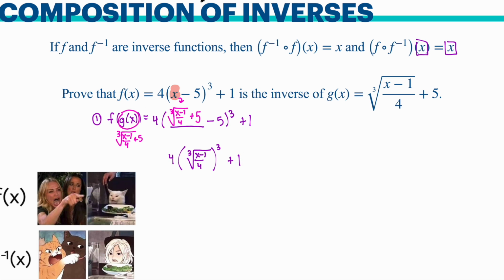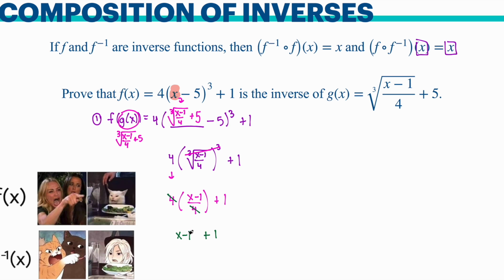Okay, next thing I see is that I have a cube root and I have a cube that cancel. So I'm just going to bring down the 4. The cube root and cube cancel, leaving me what's underneath that cube root, which is x minus 1 over 4 and then plus 1. Next, I see that I have a 4 and a 4 that cancel. This 4 and this 4 divide out of each other. They cancel each other, leaving me just the numerator of x minus 1, and then I have a plus 1.